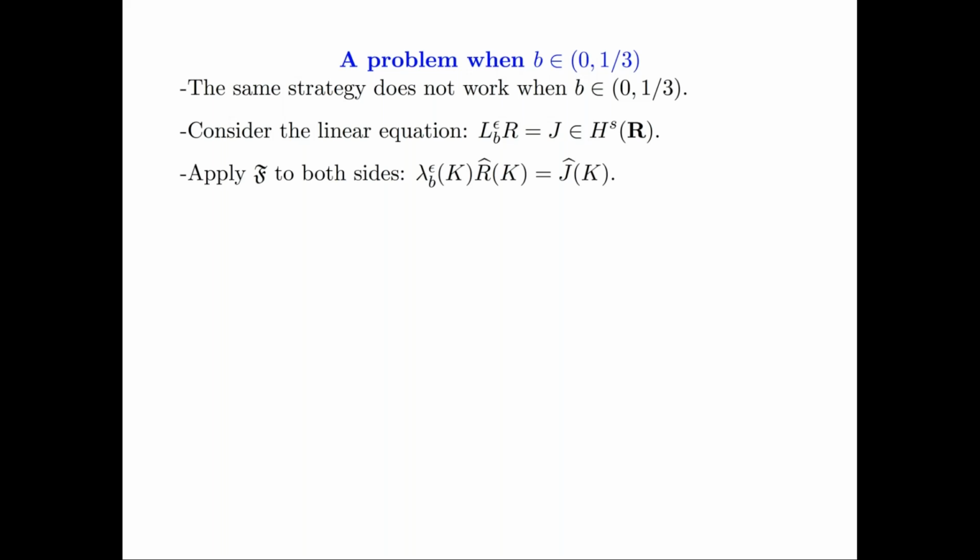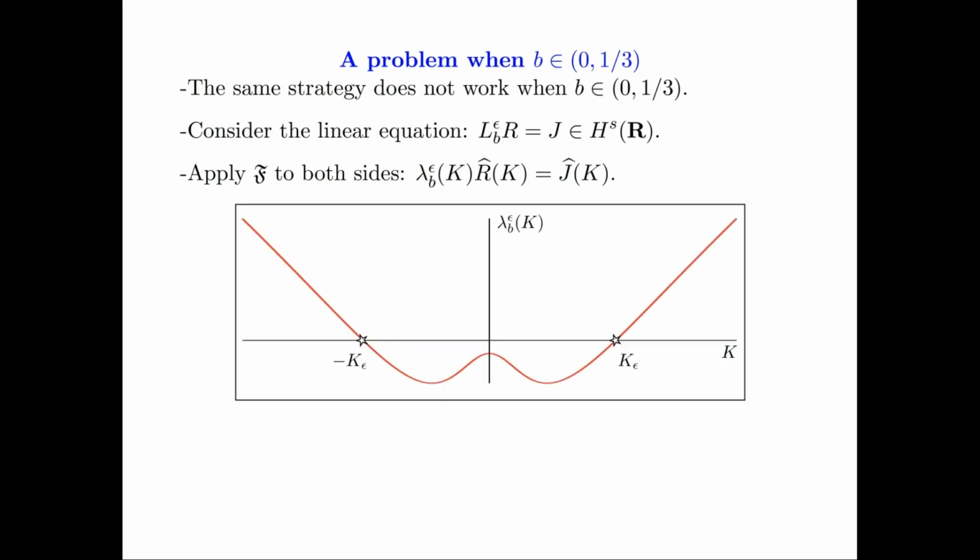If you Fourier transform that equation right there, the L epsilon turns into a lambda epsilon, and the r turns into an r hat, and the j turns into a j hat. Well, if you look at a graph of what lambda epsilon b looks like when b is small, it looks like this function right here. And that function is negative when k is small, and it's large when k is large. So it turns out it has 2 zeros at some number, which I'll just call k epsilon for the time being.